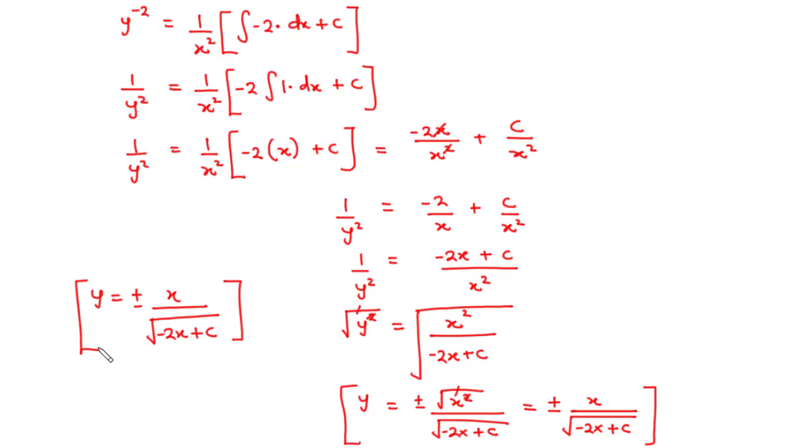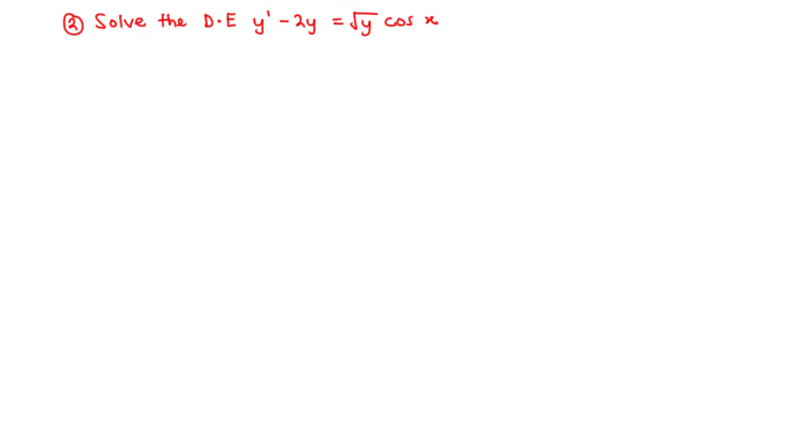Now let's move on to the next example. In our next example, we are going to solve the differential equation y prime minus 2y equals the square root of y times cos x. So we have y prime minus 2y equals square root of y times cos x. Now we can rewrite this as dy dx minus 2y equals cos x times y to the power 1 over 2.